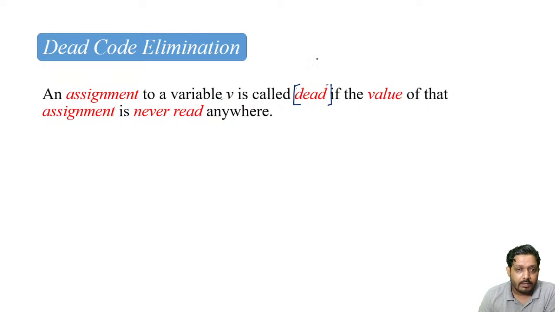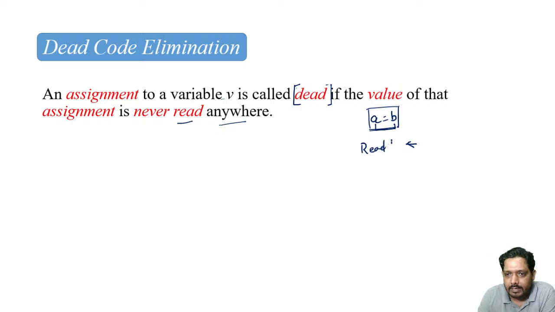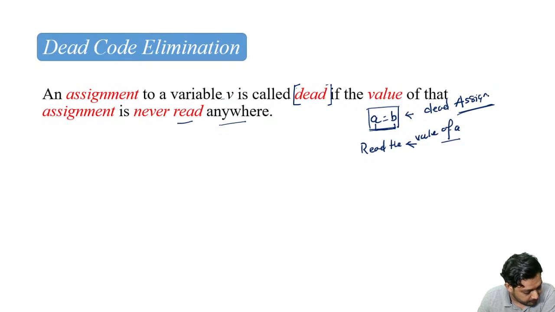An assignment to a variable v is called dead if the value of the assignment is never read anywhere. So there is an assignment, let's say a is equal to b. The only utility of this assignment is that someone will come and read the value of a. If no one is reading the value of a, then this assignment to variable v is called a dead assignment. Someone must be reading this value, otherwise it becomes a dead assignment.